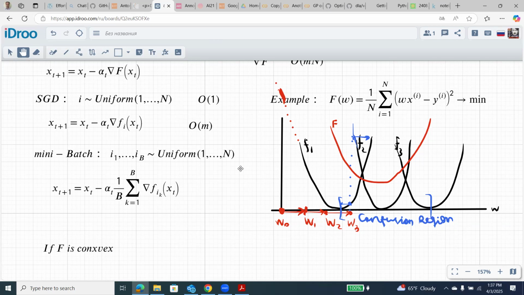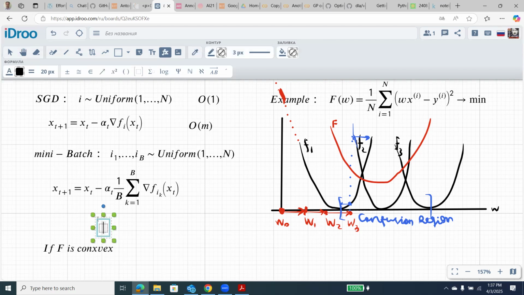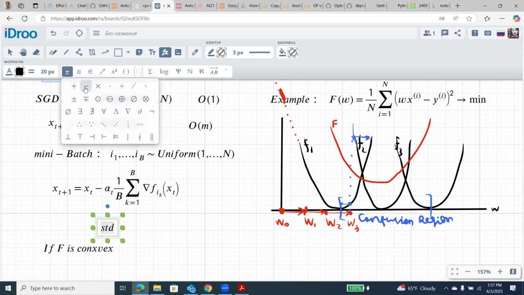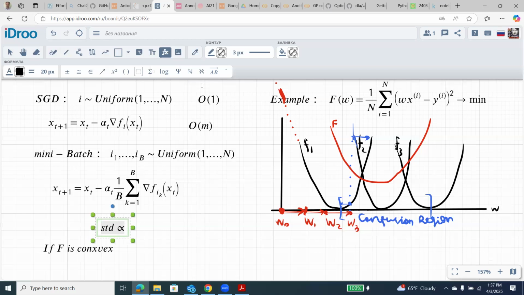If you want to estimate the variance, the deviation of our stochastic gradient from the full gradient, then the variance will be proportional to 1 over b. You remember 1 over b will go outside of the sum as 1 over b squared, but the sum of these terms will result in b over b squared, and the variance will be approximately 1 over b. So the standard deviation will be approximately 1 over square root of b.